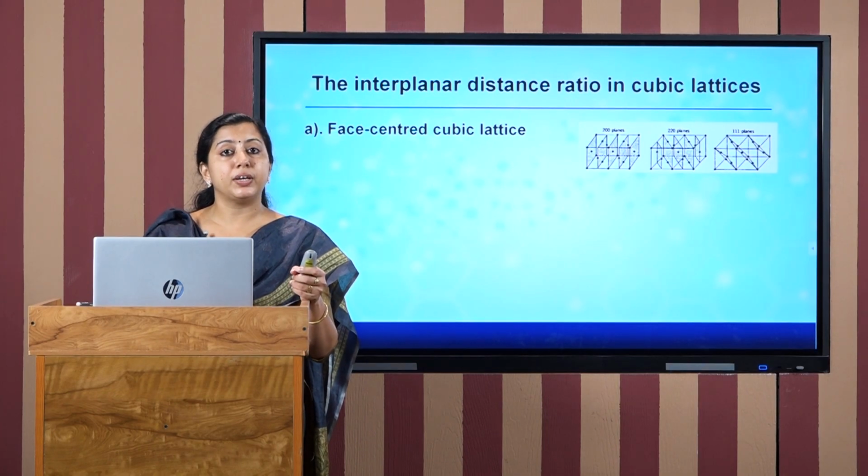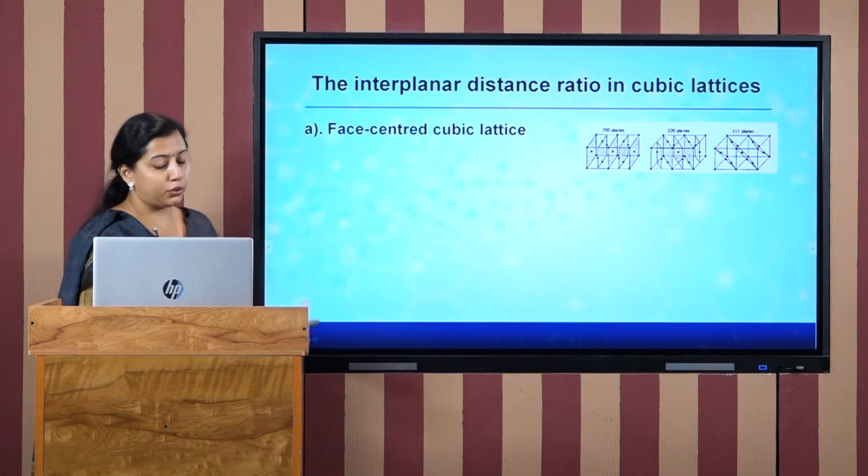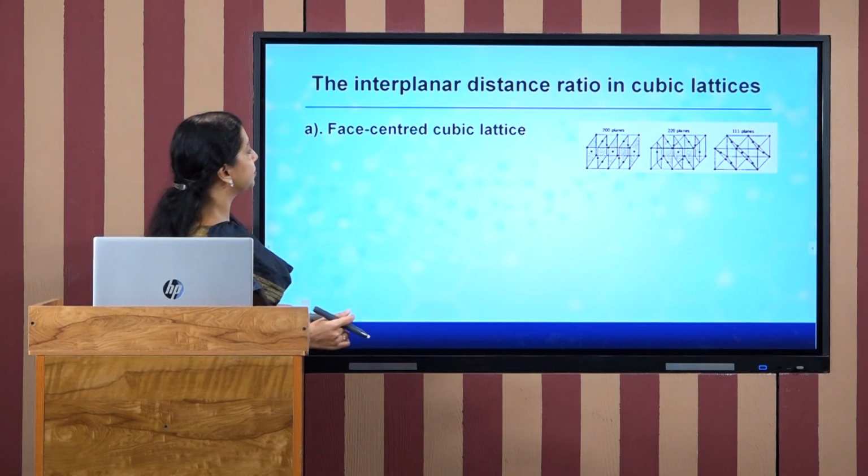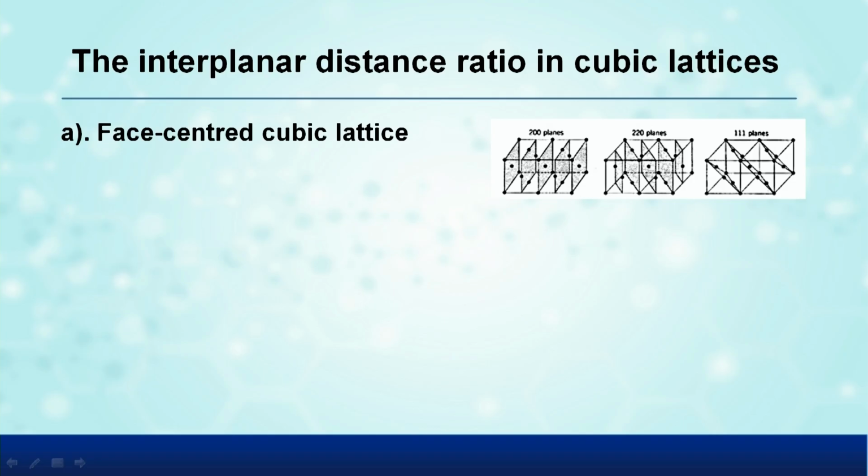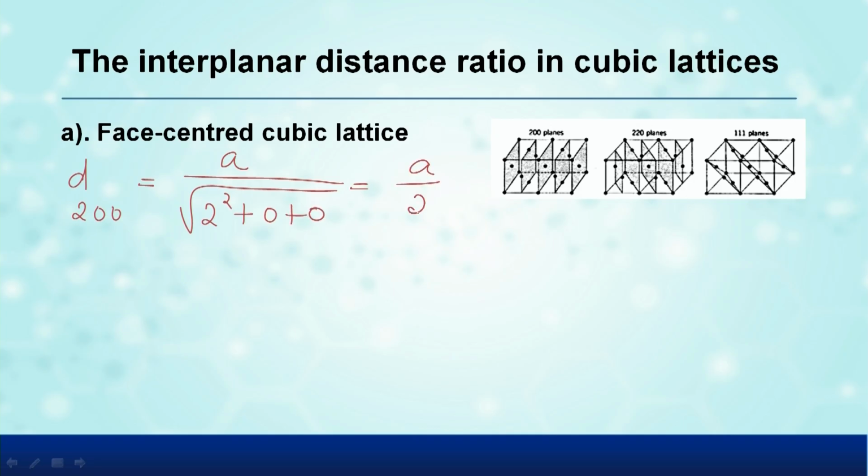Now, we will move on to the face centered cubic lattice. So, in a face centered cubic lattice, we have a D200 plane. So, that is equal to A by root of 2 square plus 0 plus 0. So, that is equal to A by 2. The next is D220. So, that is equal to A by root of 2 square plus 2 square plus 0.